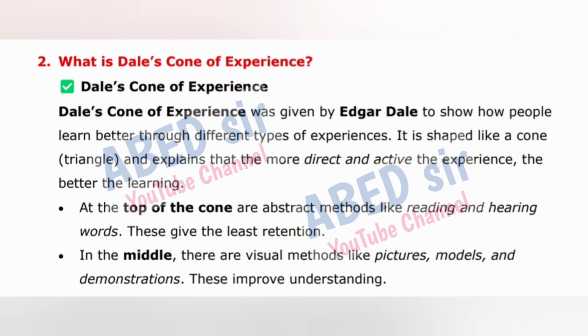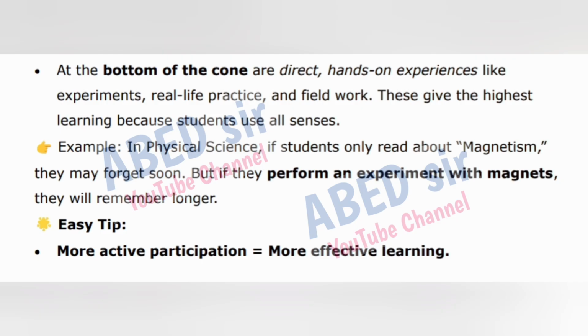In the middle, there are visual methods like pictures, models, and demonstrations. These improve understanding. At the bottom of the cone are direct, hands-on experiences like experiments, real-life practice, and field work. These give the highest learning because students use all senses. Example, in physical science, if students only read about magnetism, they may forget soon. But if they perform an experiment with magnets, they will remember longer. Easy tip. More active participation is equal to more effective learning.